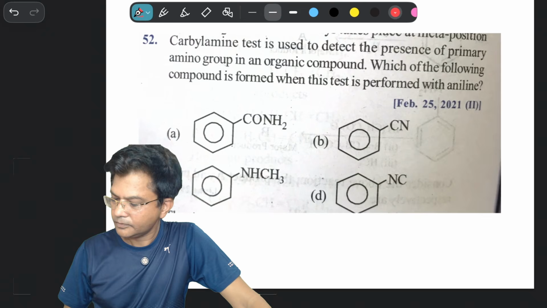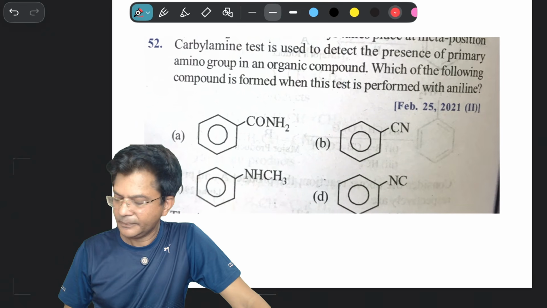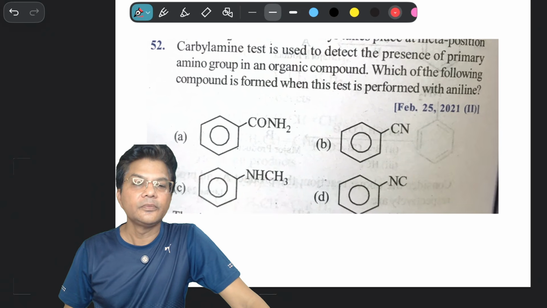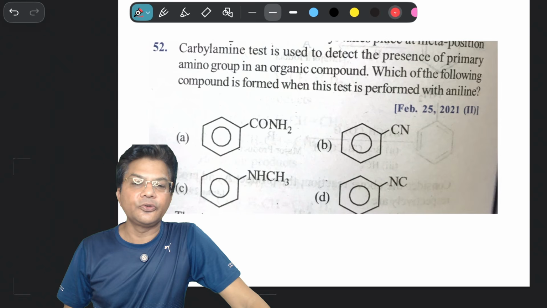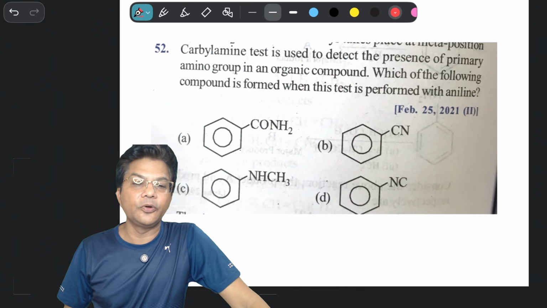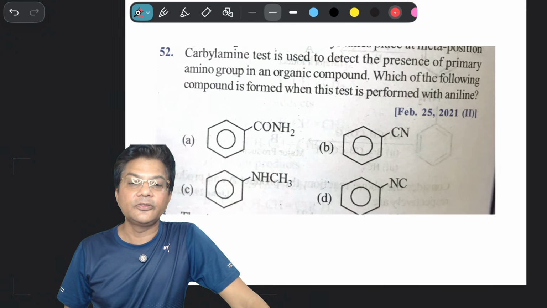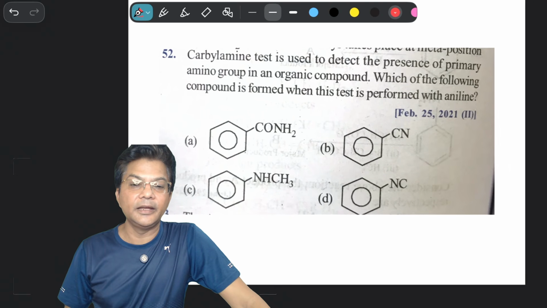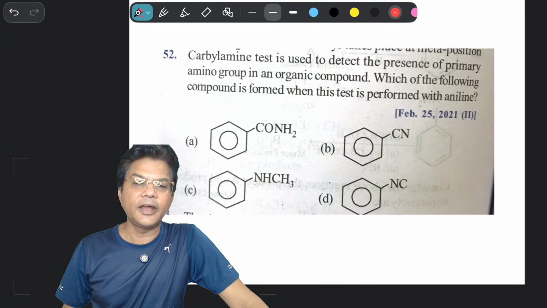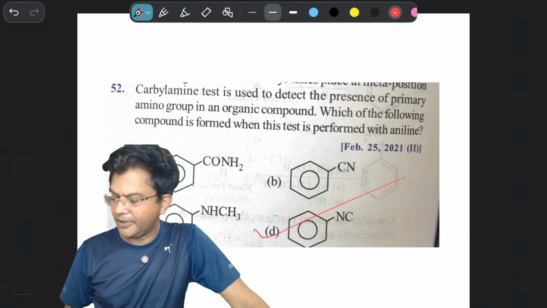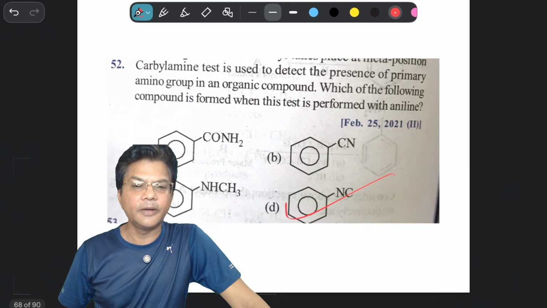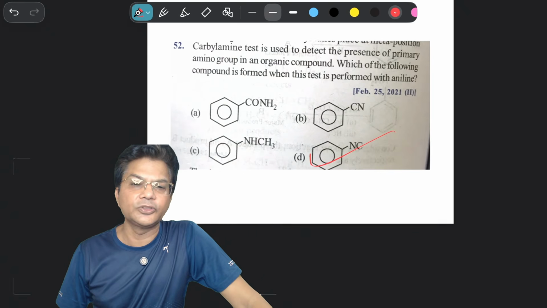Now, carbylamine test is used to detect the presence of a primary amino group in an organic compound. Which of the following compounds is found when this test is performed with aniline? So definitely carbylamine test, D will be the correct answer. Carbylamine test, so this is a simple question, right?